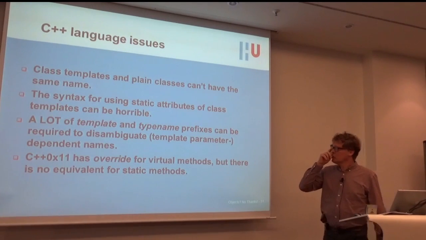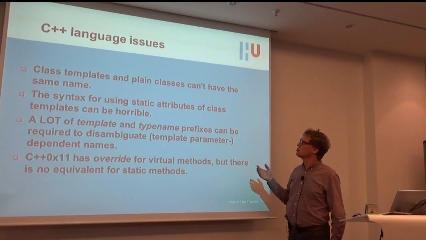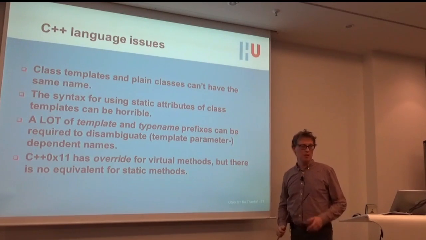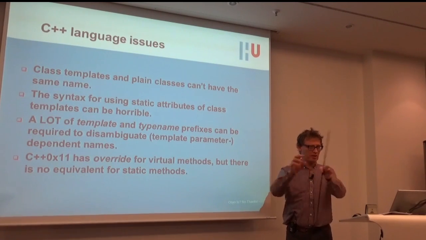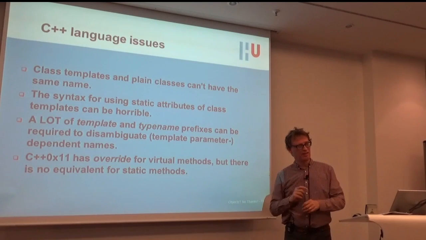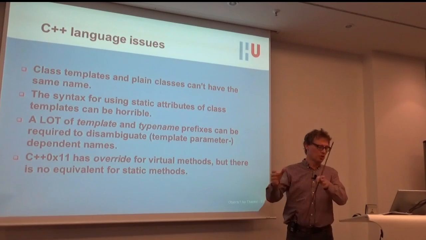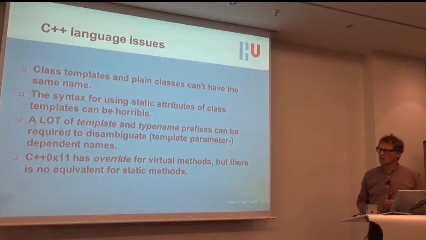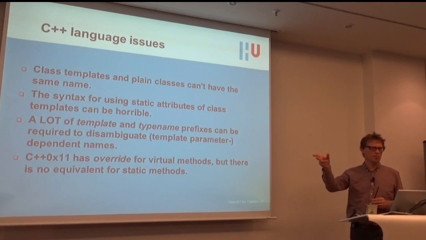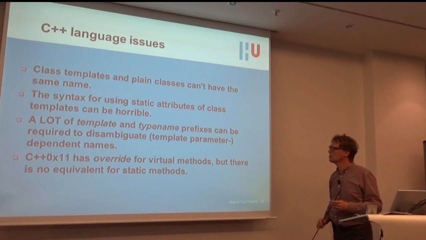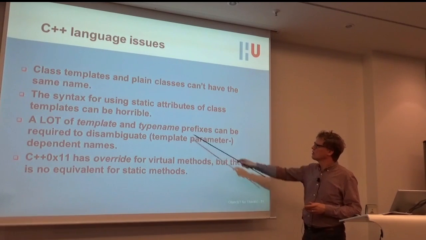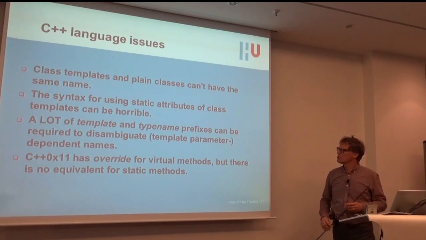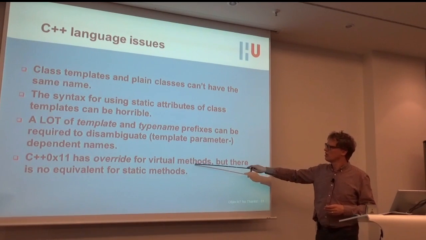There are a few issues in C++ that make this approach a bit troublesome. I cannot make class templates and plain classes with the same name, so I can't have a template-like constructor for my compile time classes and a normal class with a normal constructor. Oh, the syntax for static attributes gets horrible. It's filled with template and typename and all sorts of prefixes. And I feel a bit discriminated against.